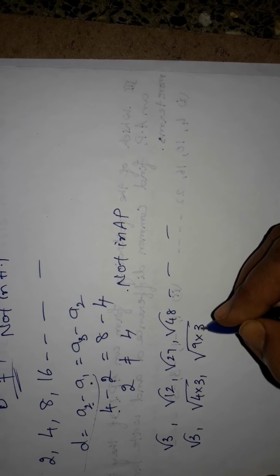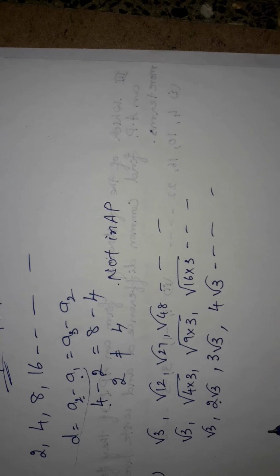Next one, see. Root 3, root 12, root 27, root 48. Root 12 can be written as root of 4 into 3. Root 27 can be written as root of 9 into 3. Root 48 can be written as root of 16 into 3. Root 3, comma, 2 root 3. Square root of 4 is 2. Square root of 9 is 3, so 3 root 3. Square root of 16 is 4, so 4 root 3. It will go on continuing.